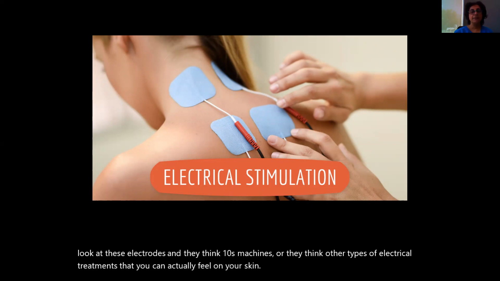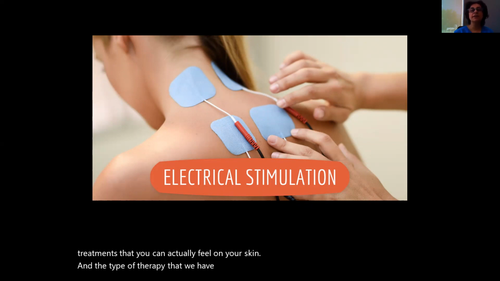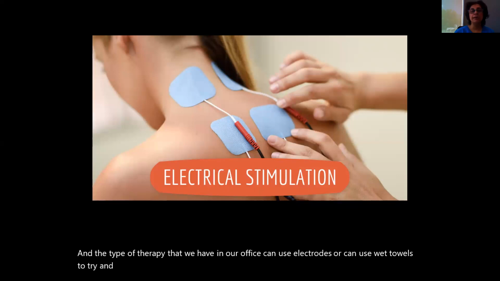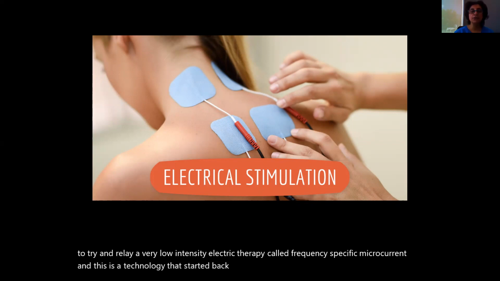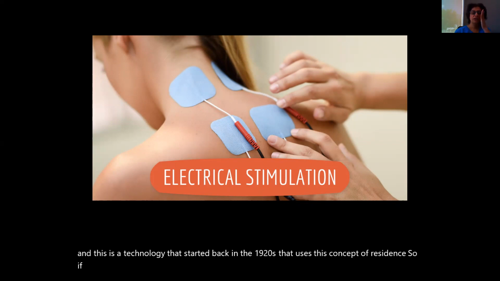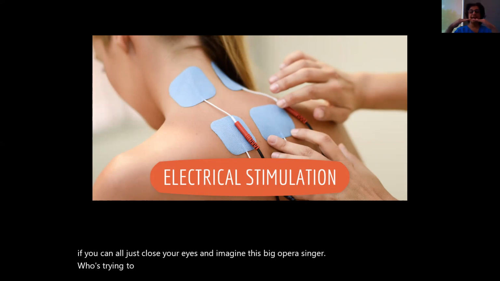And the type of therapy that we have in our office can use electrodes or can use wet towels to relay a very low intensity electric therapy called frequency specific microcurrent. And this is a technology that started back in the 1920s that uses this concept of resonance. So if you can all just close your eyes and imagine this big opera singer who's trying to resonate her voice at the same resonance as glass.